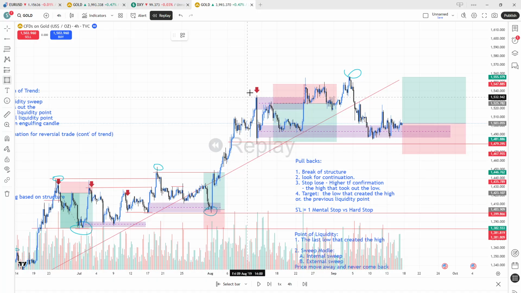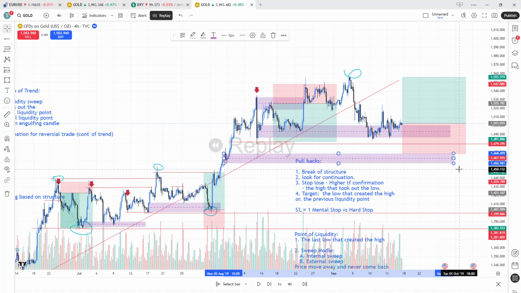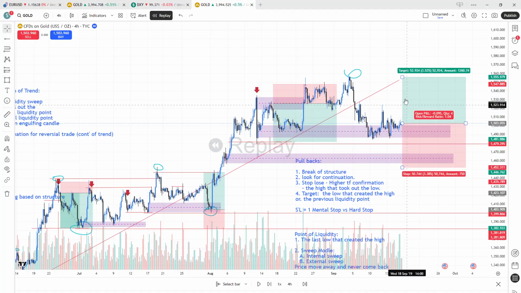Mental stop, hard stop. Okay, here we have to notice something. Between these two lines, this is an area of interest for me too. Okay, I would put it beneath. So, all right, we still have a 1-to-1 ratio. Let's see how it plays out.